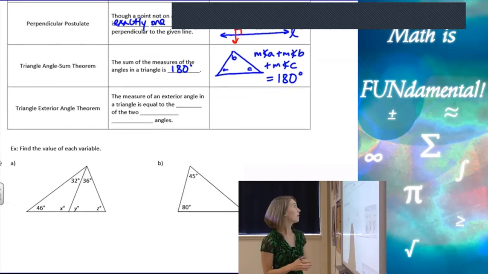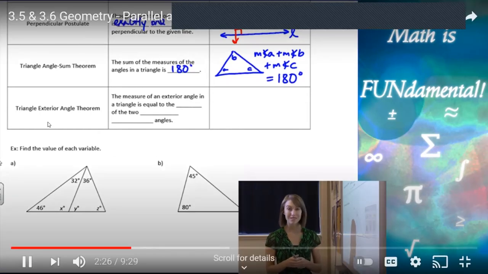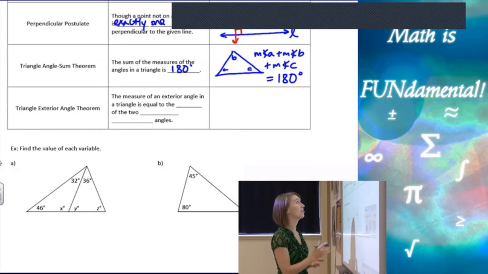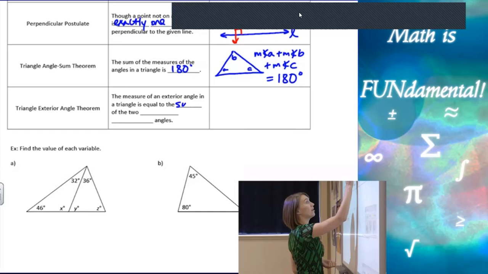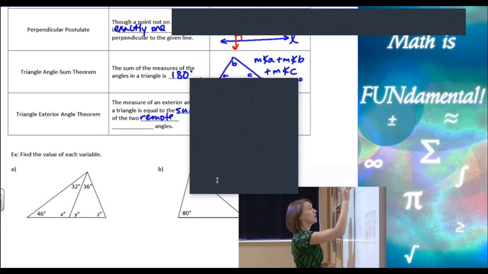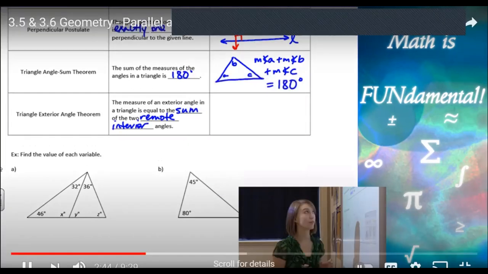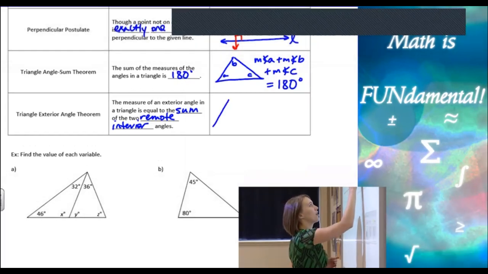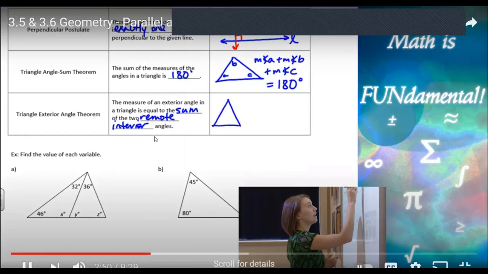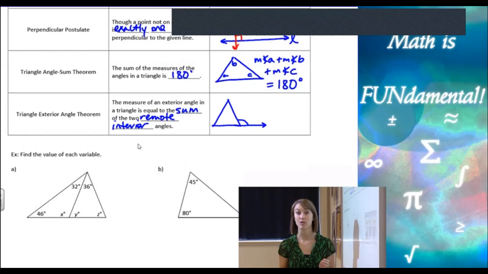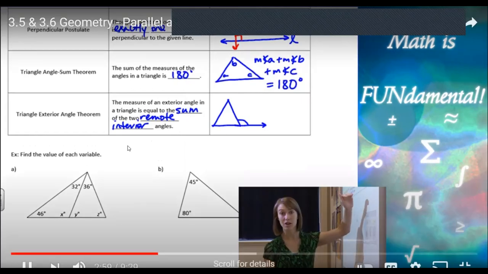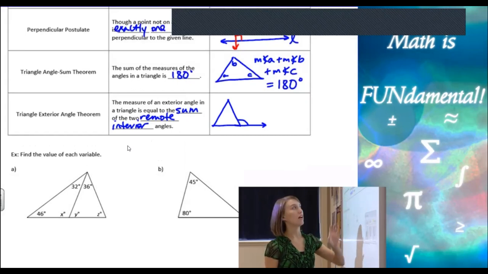All right, and last theorem here is the triangle exterior angle theorem. This one's kind of like a little shortcut, which is nice. It says that the measure of an exterior angle in a triangle is equal to the sum of the two remote interior angles. Let's look at a diagram to figure out exactly what those words mean. Let's draw a triangle here. An exterior angle is an angle that we get when we extend one of the sides of the triangle. Here I've extended this bottom side of the triangle, and that angle on the outside that's adjacent to the interior angle is going to be our exterior angle.